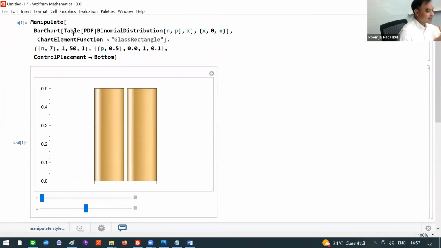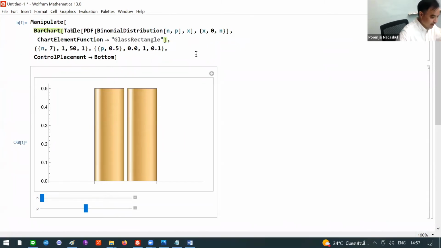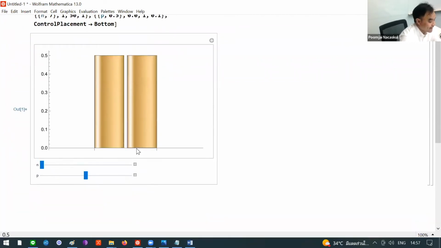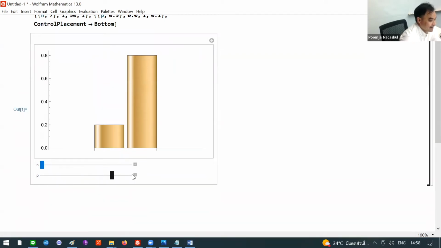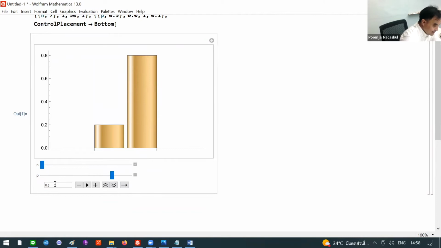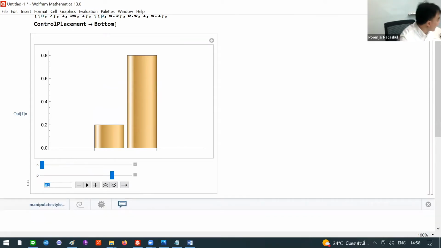The function I should have used was bar chart, not plot, because, well, I'll tell you why later. But anyway, this is my P. If I make the right one higher, can you guys see that? This is 0.8. So the height of the right stick is 0.8, so the height of the left stick has to be 0.2. This is where you have this kind of binary event.